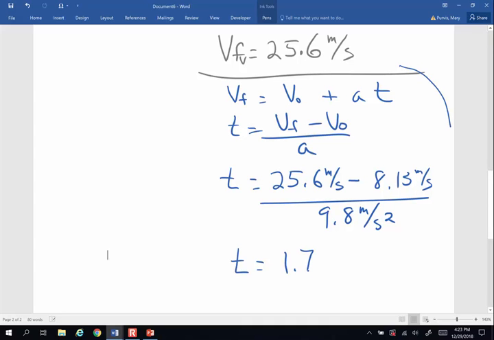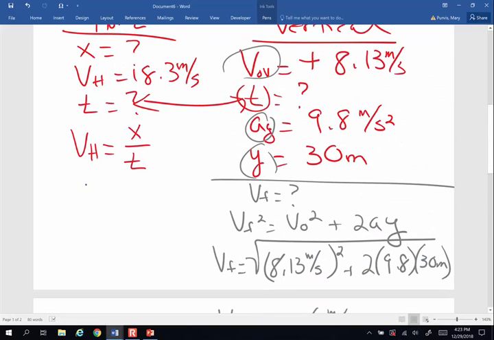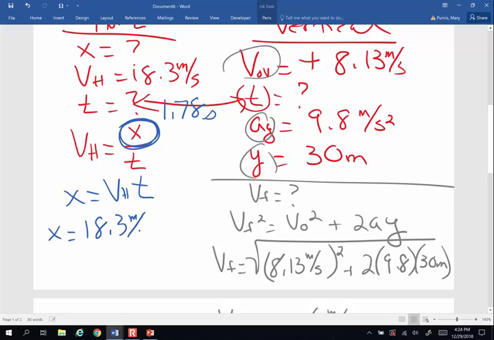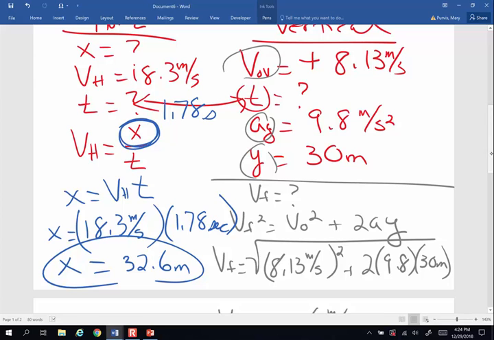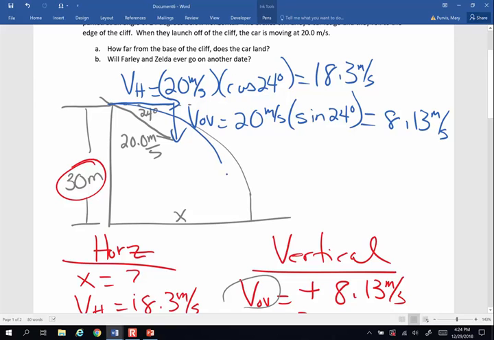Now that I've got time, I'm going to turn around and take that 1.78 seconds back over here, and I can find the horizontal displacement, which is how far from the cliff they're going to land, and that's going to be 18.3 meters per second times my time of 1.78 seconds, and that gives me a displacement of 32.6 meters. 32.6 meters is that horizontal displacement of where the car is going to land.